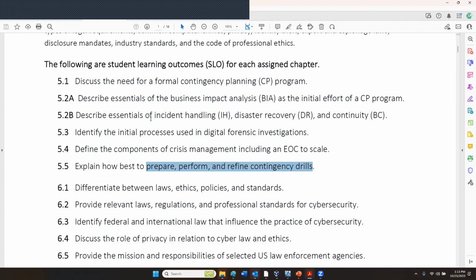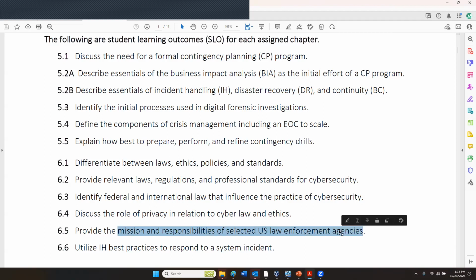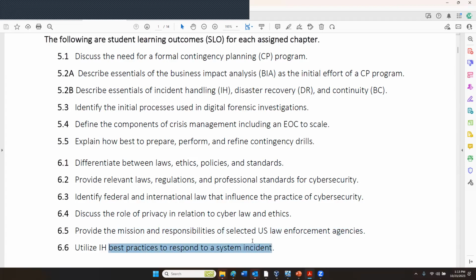And then in the next chapter or module of the textbook, it gets into the legal aspects, differentiating between law and ethics. We've touched on some of this already. We want you to understand where to go and how to get support from law enforcement agencies, and what the best practices are to respond to an incident, especially when there are legal implications.